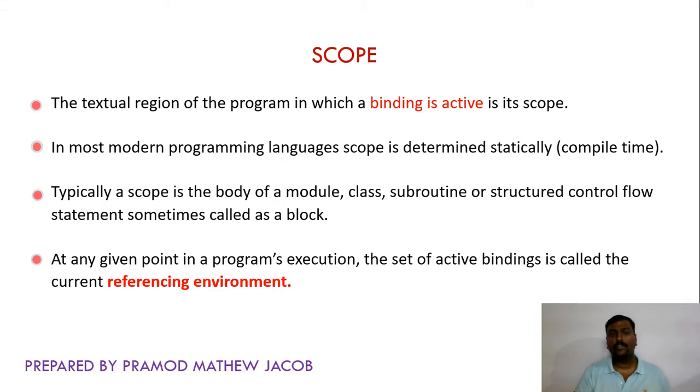Typically, a scope is the body of a module or a function or a subroutine, class, or even a structured control flow statement, sometimes called a block. At any given point in a program's execution, the set of active bindings is called the current referencing environment. So let's understand all these concepts with a case study.